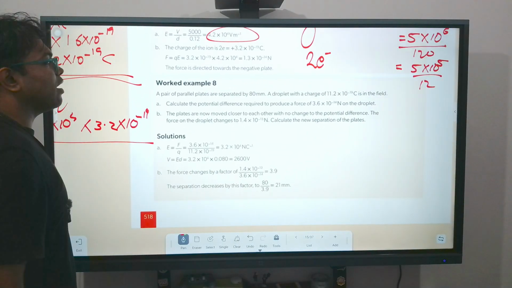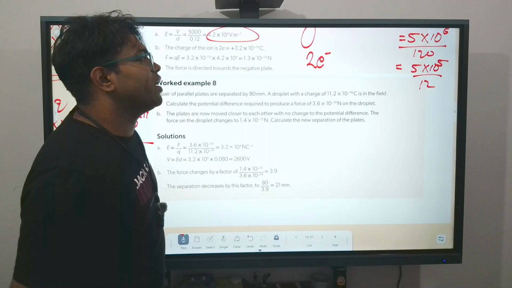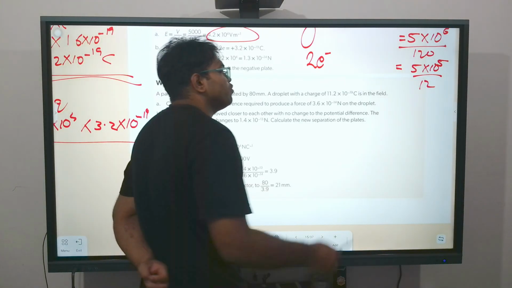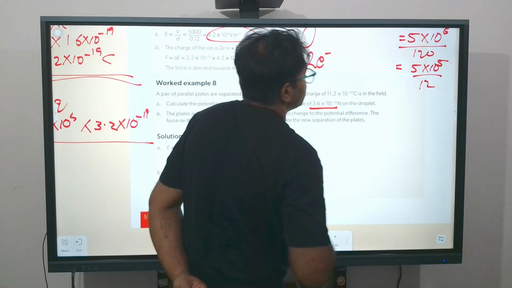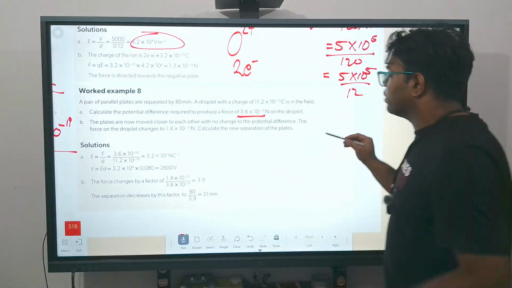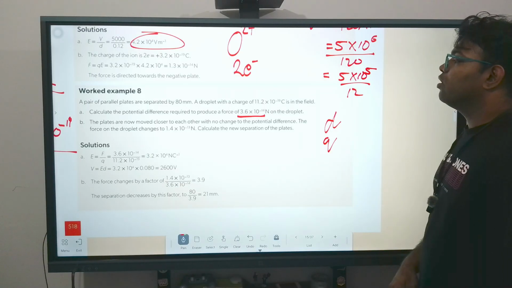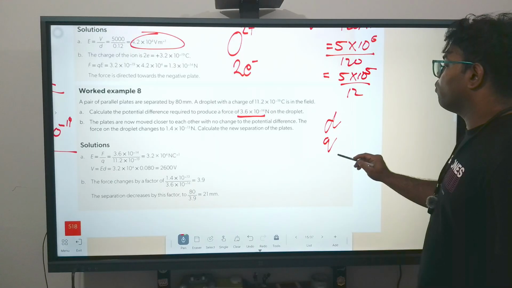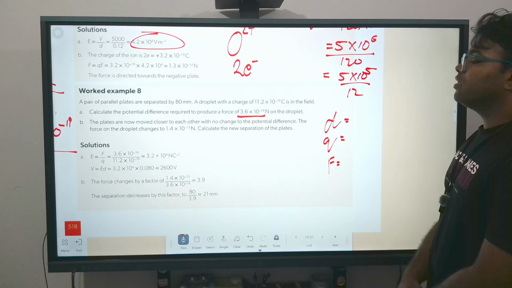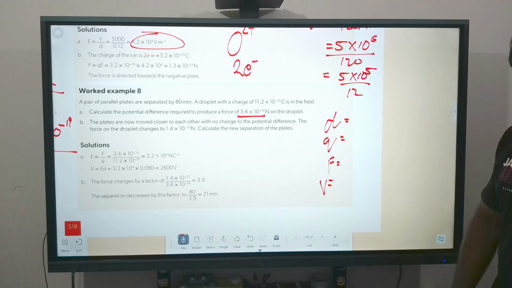Pair of parallel plates are separated by 80 millimeters. A droplet with a charge of 11.2 into 10 raised to power minus 19 coulombs is in the field. Calculate the potential difference required to produce a force of 3.6 into 10 raised to power minus 14 newtons on the droplet. Okay, very interesting question. What have they given us? They have given us the value of D, the charge Q, and the force. Now we have to calculate the potential difference, the value of V.